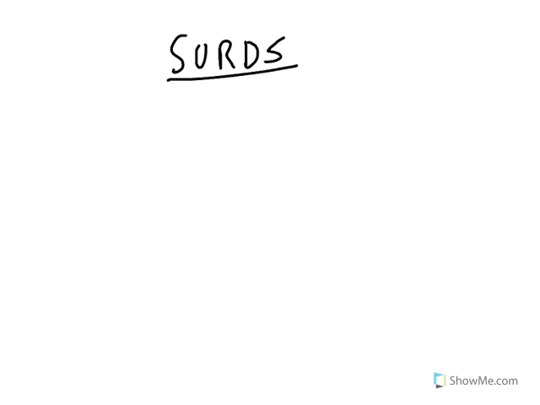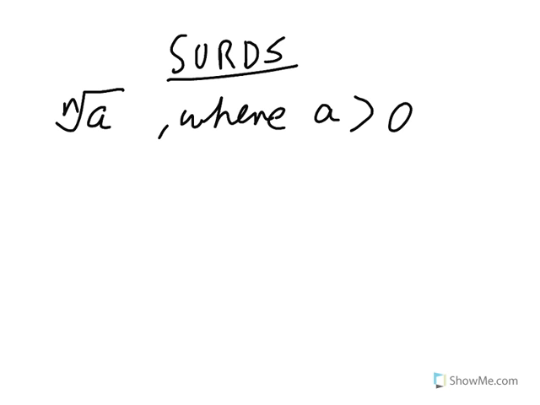Okay, today we're looking at surds. A surd, of course, is any irrational number, so the nth root of a, for example, where a has to be greater than 0, and n is an element of the positive integers. So anything like that would be a surd.